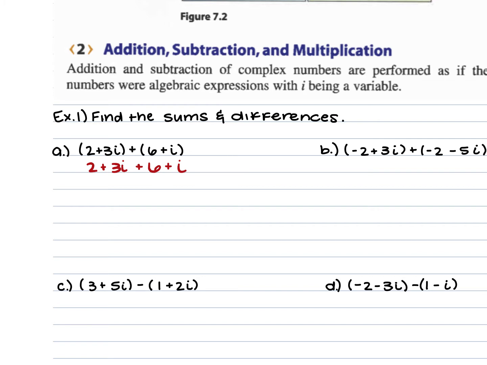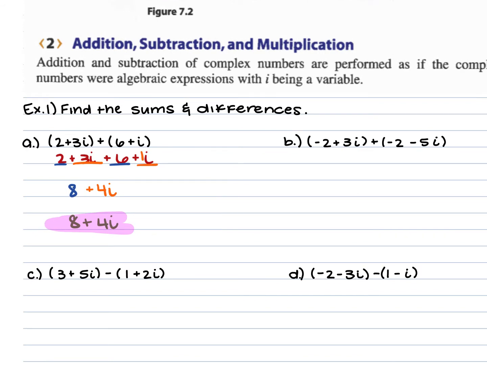You're going to combine like terms next. So any of your real numbers, which are the 2 and the 6 in this case, would combine. This gives us 8. Now your complex numbers or your imaginary numbers combine. You have 3i and i, just like saying 1i. So 3 plus 1 is 4. Keep the i attached to it. So altogether, we just have 8 plus 4i.